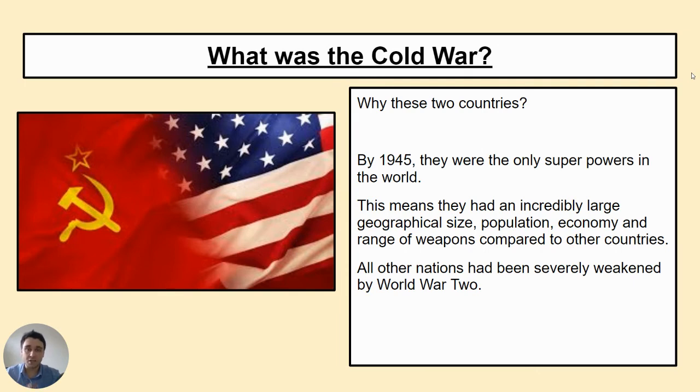You've got to have a strong economy. You've got to have lots of money available. And you've got to have a wide range of weapons, up-to-date modern weapons compared to other countries. You cannot be a superpower if you are just hitting people with a bit of wood with a nail in, for example. Okay, you've got to have these powerful nuclear weapons ready. Now, America and Russia were the only countries that really fit the bill here. And so they were seen as superpowers afterwards.